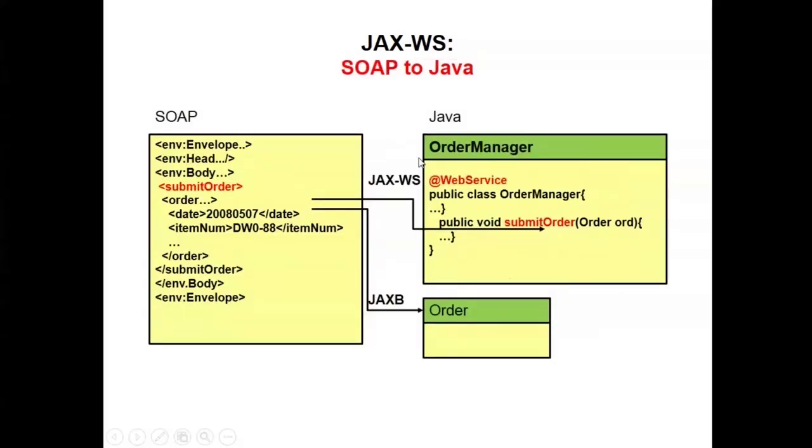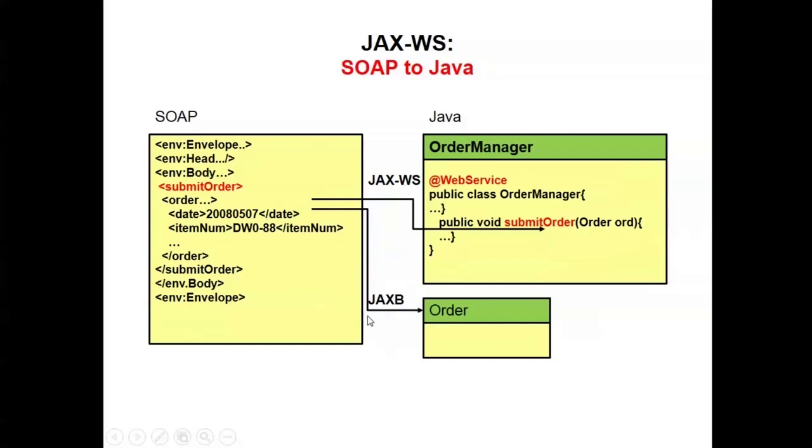And same thing also. If you see Java to WSDL or SOAP to WSDL, what is this? Java to XML conversion only, right? So Java to XML conversion is always handled by this JAX-B annotation, right?